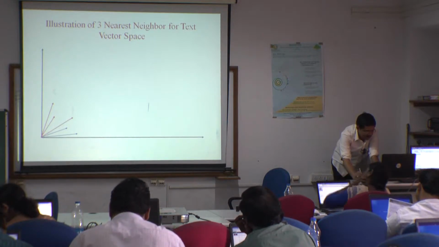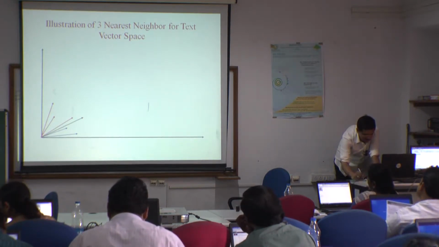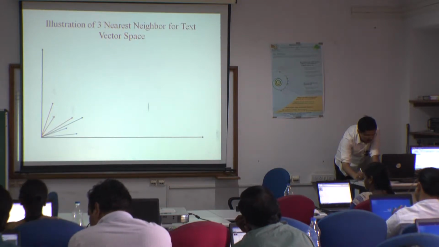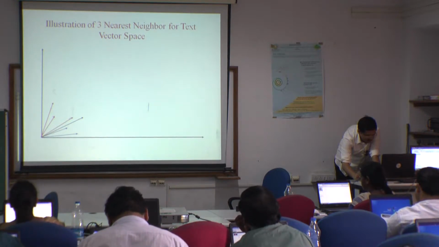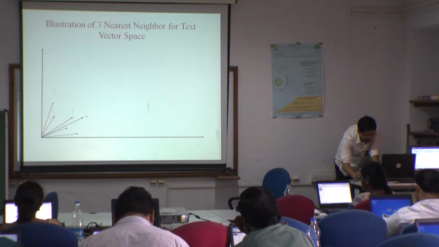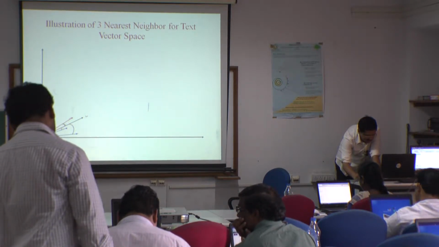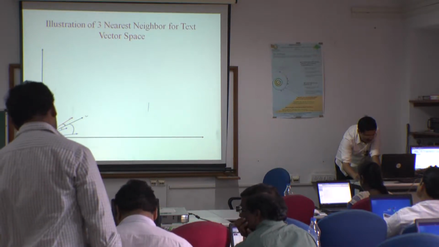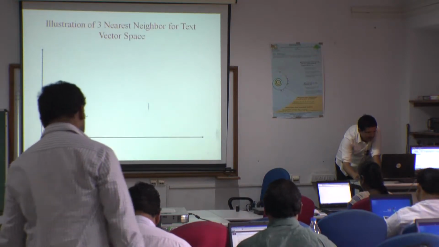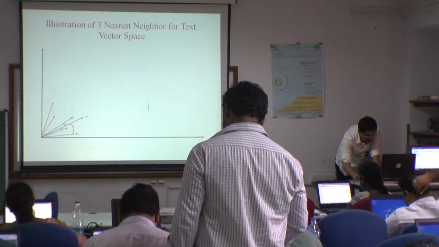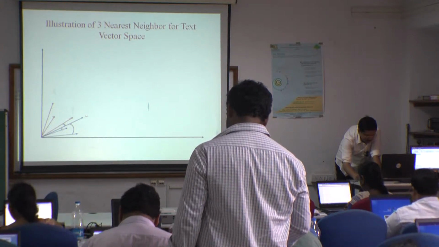Now this is a simple illustration. Suppose these are the red documents, these are the blue documents. Now another new document came. We have to classify it. So we will calculate the cosine similarity with the nearest neighbors. And after that we can analyze that this new document will go to the blue document class.